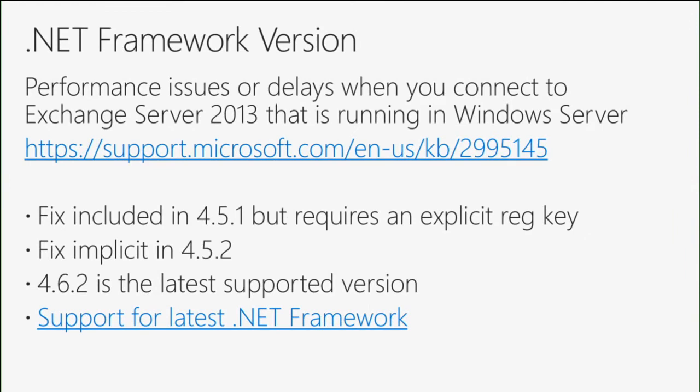So .NET Framework version, we talked about this one earlier. Notice that 4.6.2 is the latest supported version, and then there's a hyperlink here that tells you what the support for the latest .NET Framework version looks like. 4.7 is out, but we have not supported it yet. But as the new version comes in, there will be more information that we're going to put out on the Exchange team blog that will talk about what versions are supported. So make sure that as you upgrade to the CUs, you are upgrading your .NET Framework. Some of the CUs require you, as a prerequisite, to update the .NET Framework. So there will be those things coming in as well.